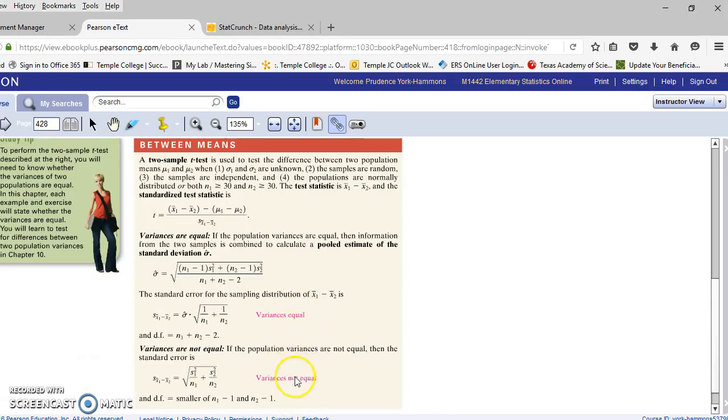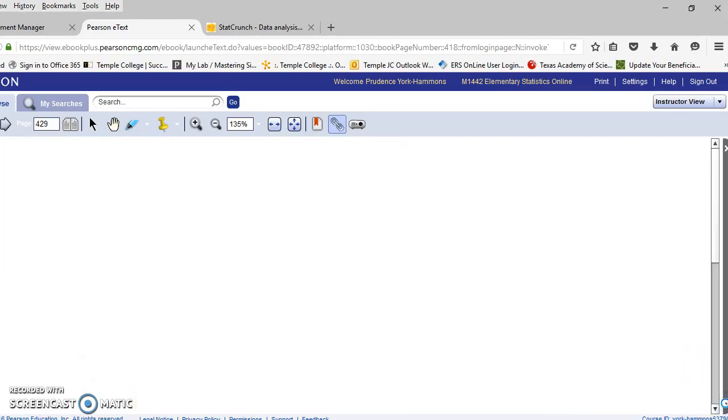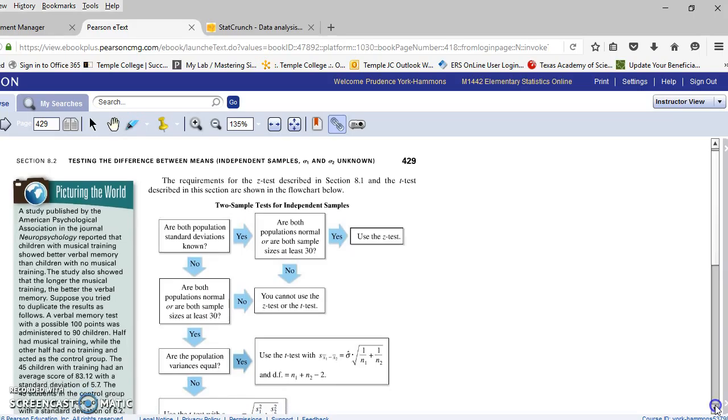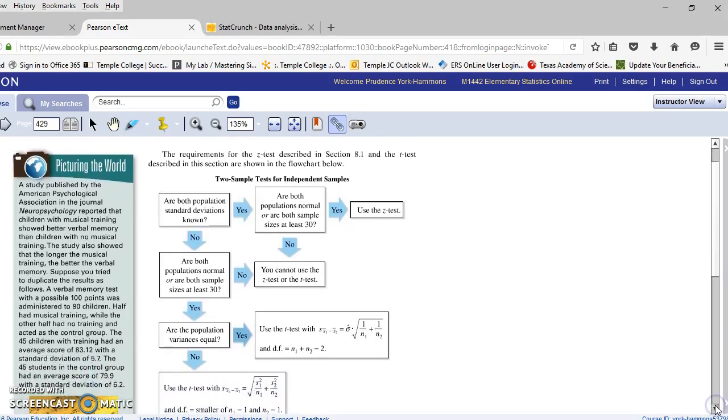I just wanted to bring your attention to this idea that there's a difference in the test whether the variances are equal or not equal. Now on the next page over, there's some more information. There's a flow chart, and we need to bring your attention to it, because this differentiates being able to use a t-test as opposed to a z-test for two samples. It asks, are both the population standard deviations known? If the answer is yes, you could go towards using the z-test if the populations were normal or our sample sizes were greater than 30.